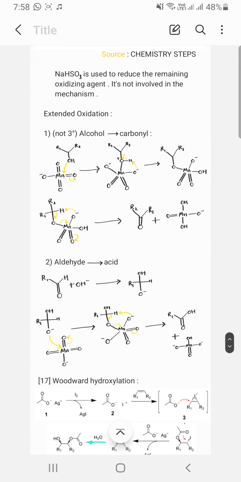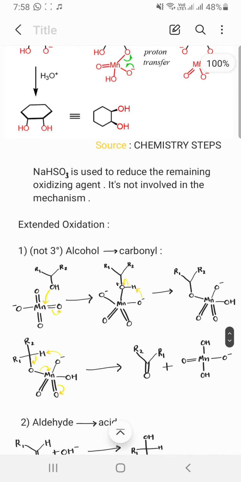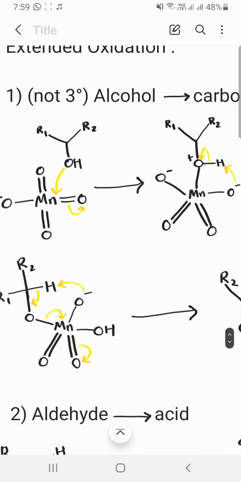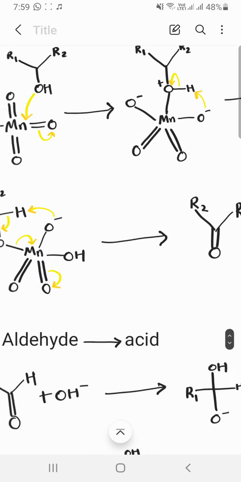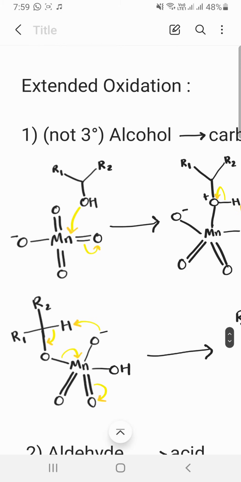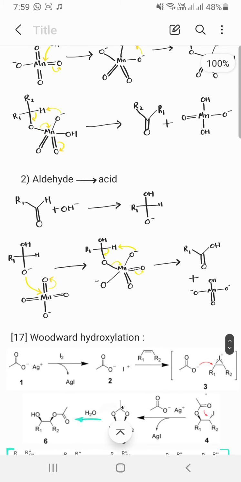Extended oxidation. You should not have a 3-degree alcohol. I wonder why, but fine if they say so. Obviously not a 3-degree alcohol, because you need to create this aldehyde thing or ketone thing or whatever this is. Then aldehyde to acid. Okay, not bad.